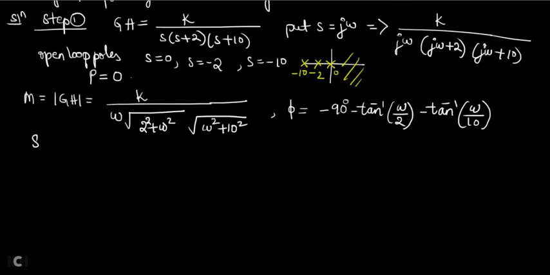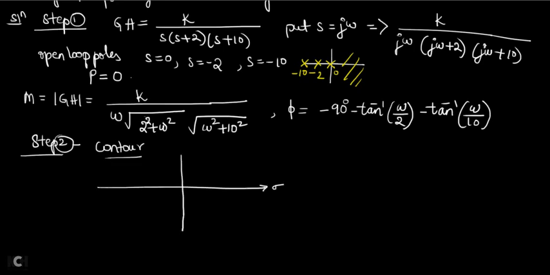Now go for step 2. In step 2, I have to take the contour. Draw the axes as sigma and j omega. This diagram is the S-plane diagram. Are there any poles present at the origin? Yes, I have one in this problem. So mark that pole; there is one pole present at the origin.